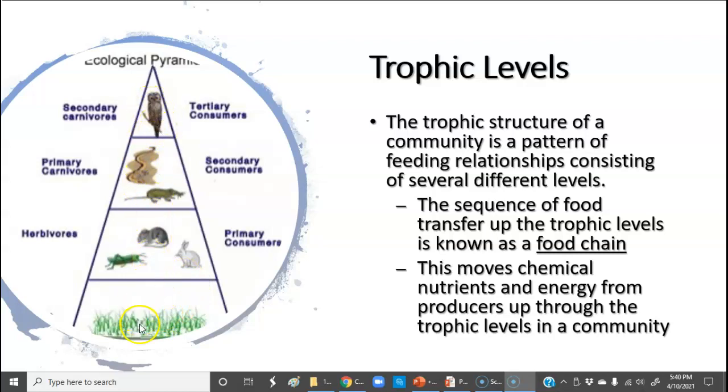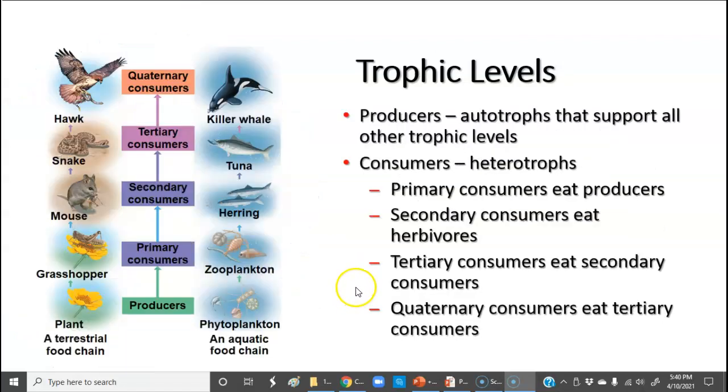This is a food chain, and this moves the chemical nutrients and the energy from the producers up through the food chain, through the trophic levels in the community. And that has to do with how stable the community is.